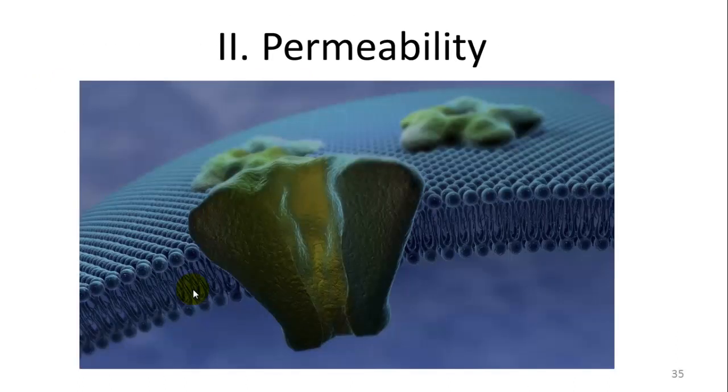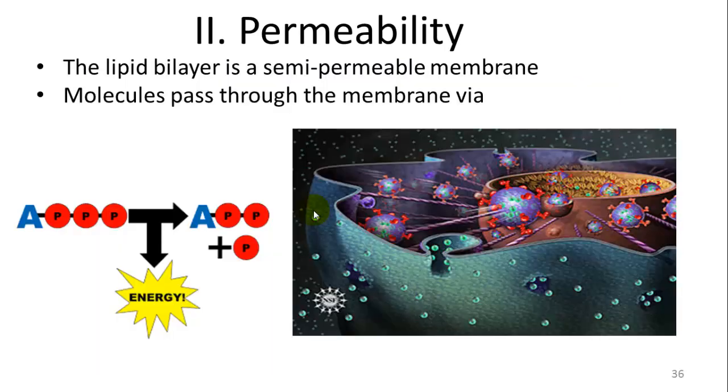All right, so now we're going to switch. We're going to talk about permeability. So this is the ability of a substance to pass through another substance. So we're going to talk about the permeability of the cells, which is due to these proteins and the structure of the phospholipid bilayer.